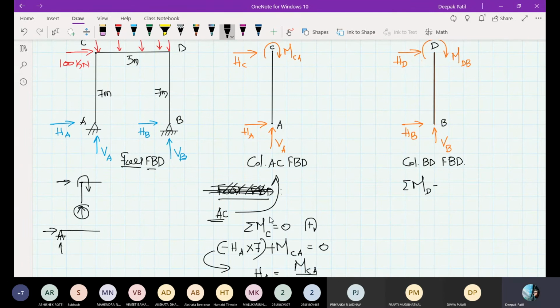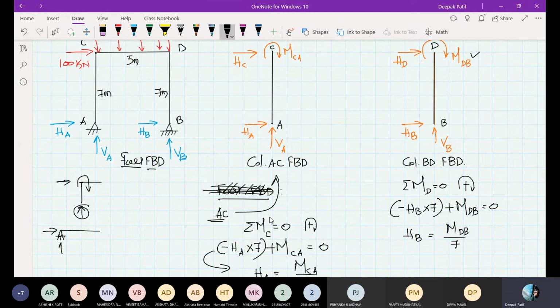I will take summation of moments at D equal to 0, taking clockwise moments as positive. This HB at D is causing an anti-clockwise moment, so minus HB into 7, plus this moment MDB is clockwise, so I will write plus MDB equal to 0. This will lead to HB is equal to MDB divided by 7.